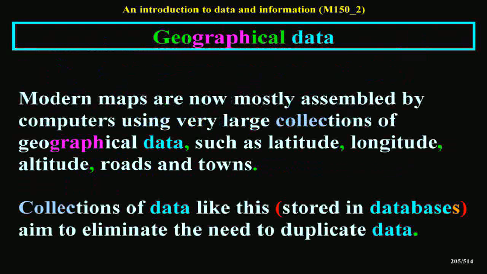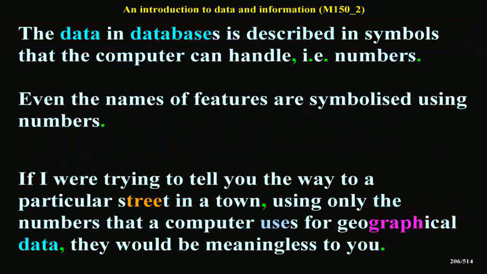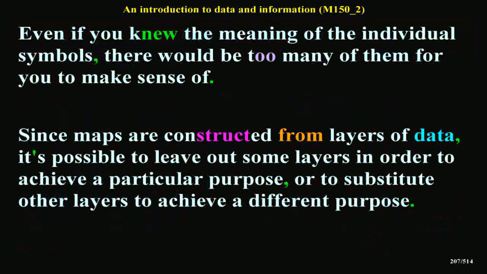Geographical data. Modern maps are now mostly assembled by computers using very large collections of geographical data, such as latitude, longitude, altitude, roads and towns. Collections of data like this, stored in databases, aim to eliminate the need to duplicate data. The data in databases is described in symbols that the computer can handle, i.e., numbers. Even the names of features are symbolized using numbers. If I were trying to tell you the way to a particular street in a town, using only the numbers that a computer uses for geographical data, they would be meaningless to you. Even if you knew the meaning of the individual symbols, there would be too many of them for you to make sense of.